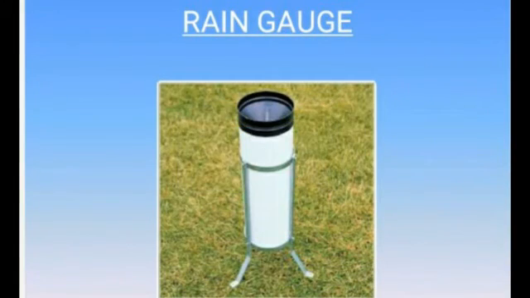So the next instrument is rain gauge. So from the name itself we can understand it is relating to rain. So this instrument is used to measure the amount of rainfall. So it has a metal container in which a funnel fits accurately, and a collecting bottle is placed inside the metal container, and the funnel directs the rainwater which falls into it into the collecting bottle.